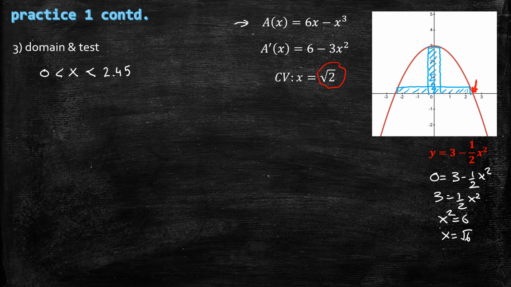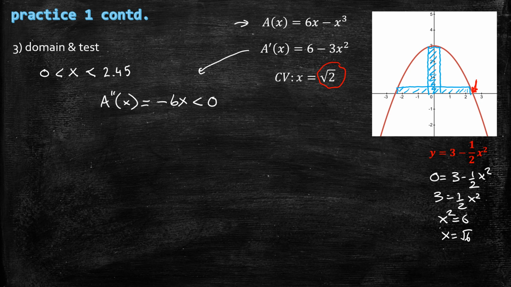Yes, it's in the domain. So the next thing we have to do, rather than use the candidates test because the endpoints don't matter, is we can actually just use the second derivative test. And this is a prime, so a double prime. The second derivative would be just negative 6x. And we know that x is root 2, which is positive, so we know that's less than 0.